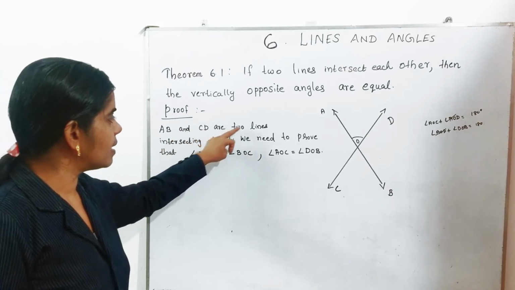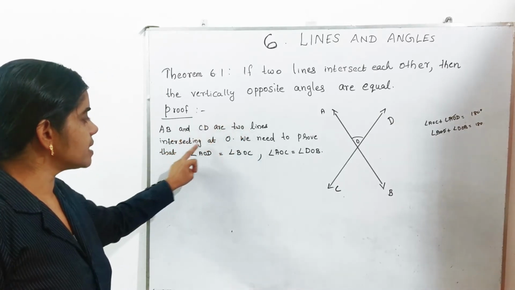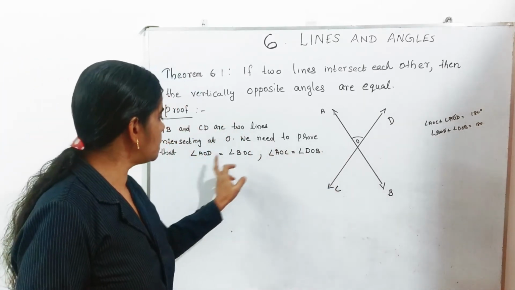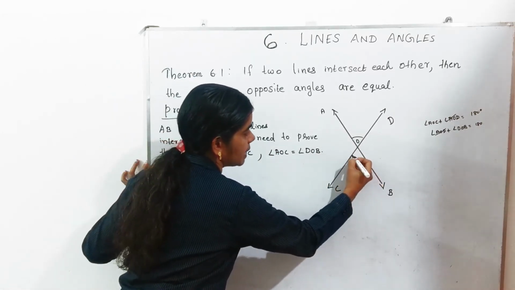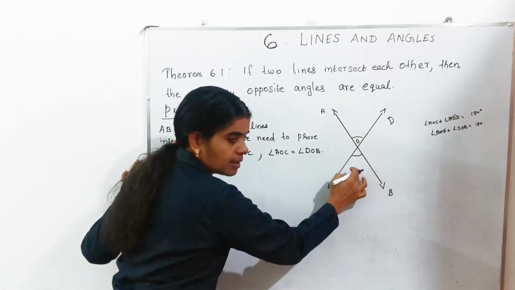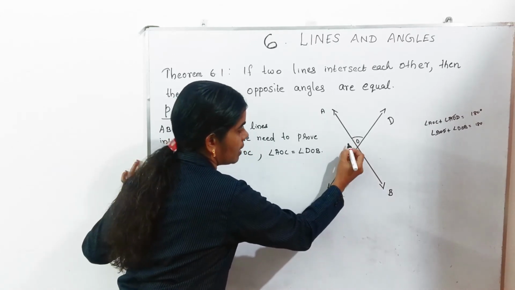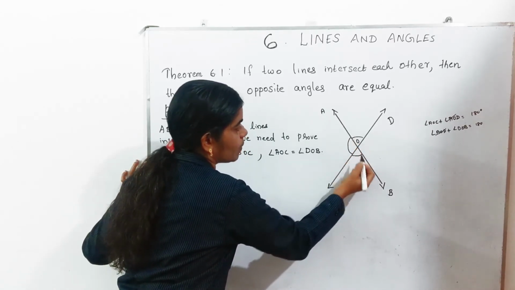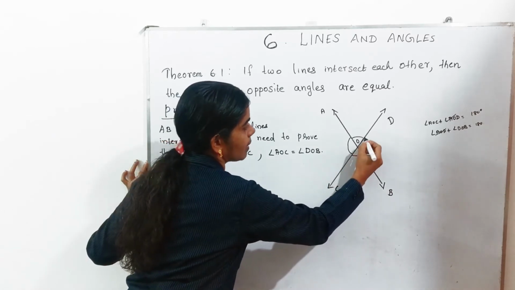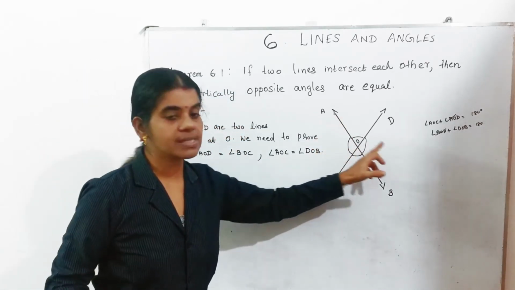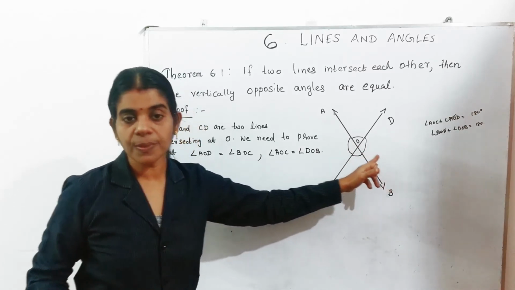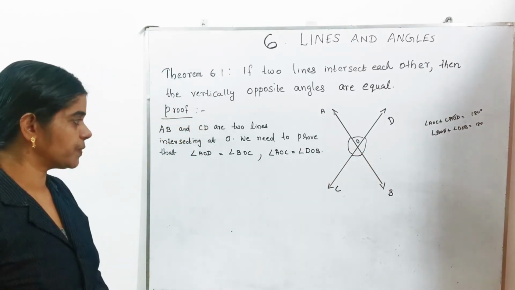AB and CD are two lines intersecting at O. We need to prove that angle AOD is equal to angle BOC. These two angles are equal. Or angle AOC equal to angle BOD. These two top and bottom angles are equal. On the next side, these two angles are also equal, which we need to prove.